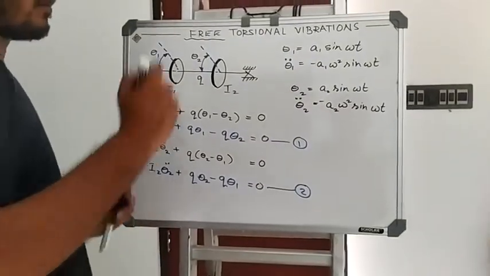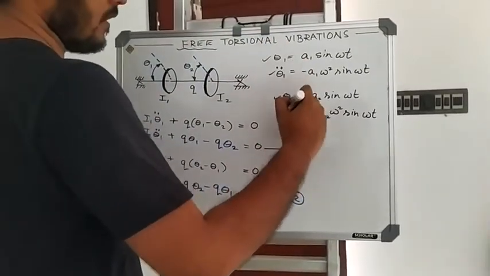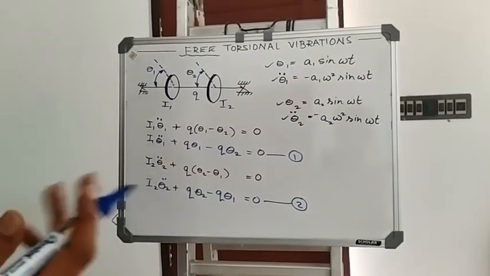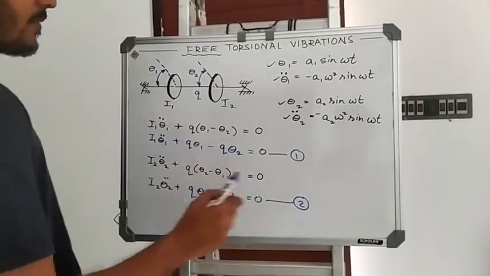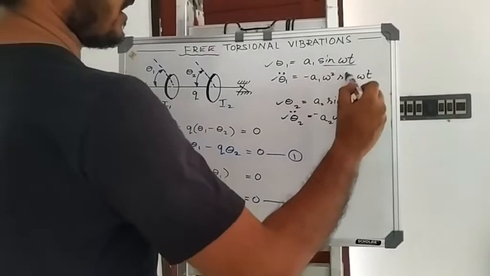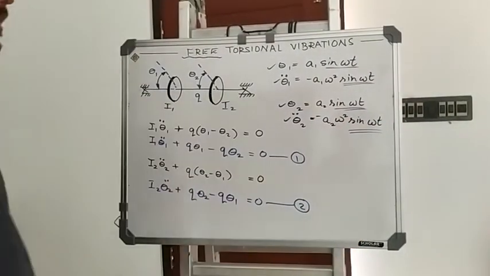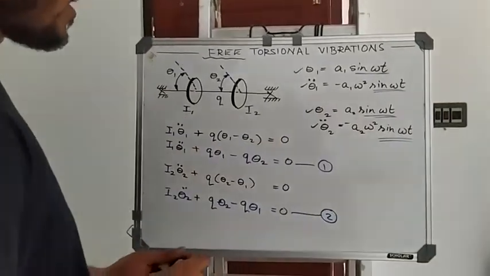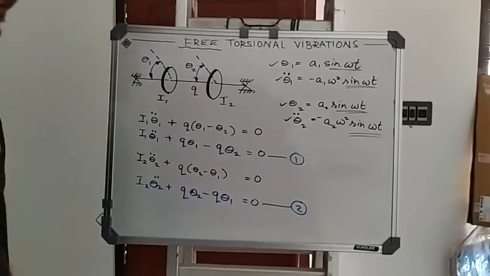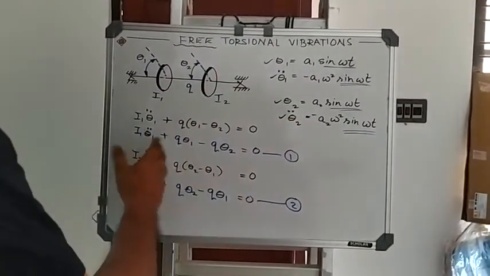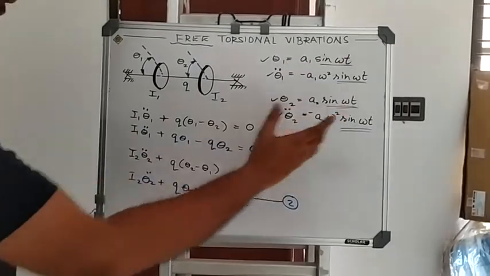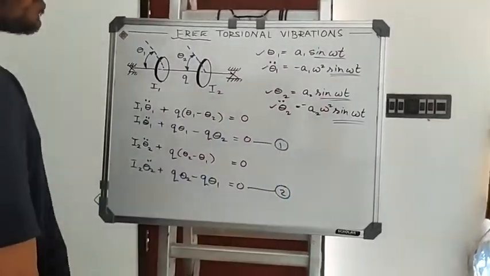If we substitute all these values in equations 1 and 2, what will we obtain? If we substitute this one, the term sine omega t will be common in every set of values. So, all the sine omega t's can be taken common and cancelled. Remaining values only will stay with the equation. So, let us substitute these values in equation 1 and equation 2.